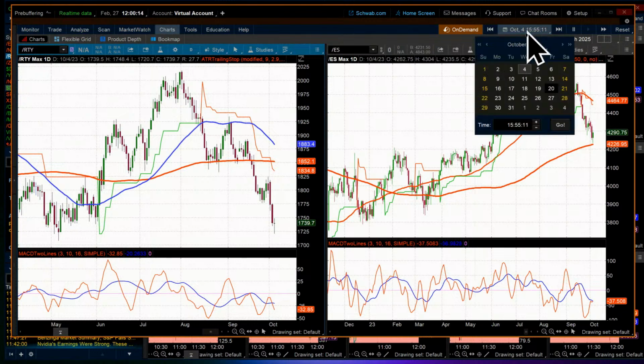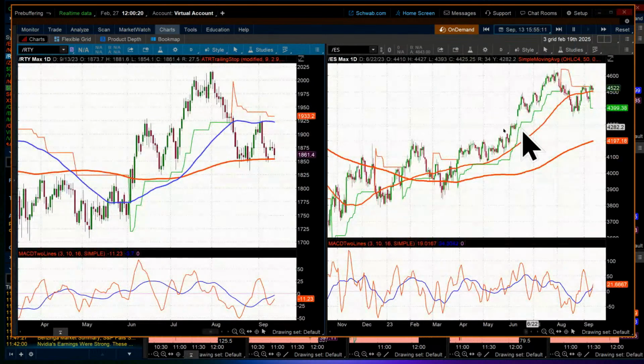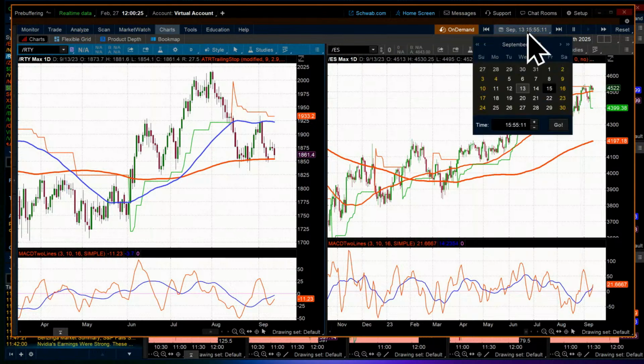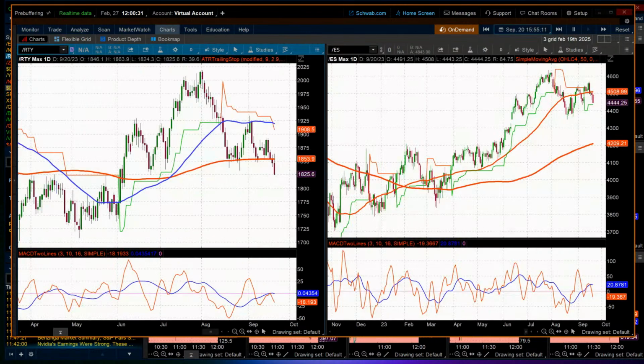So, but like here, September 18th or September 13th, Russell was at it. This is way over it. Everybody's like, oh, it doesn't matter this time. So then you go into the 20th. Russell's under it. This is way over it. Everybody's like, it doesn't matter this time. And you see what happened.